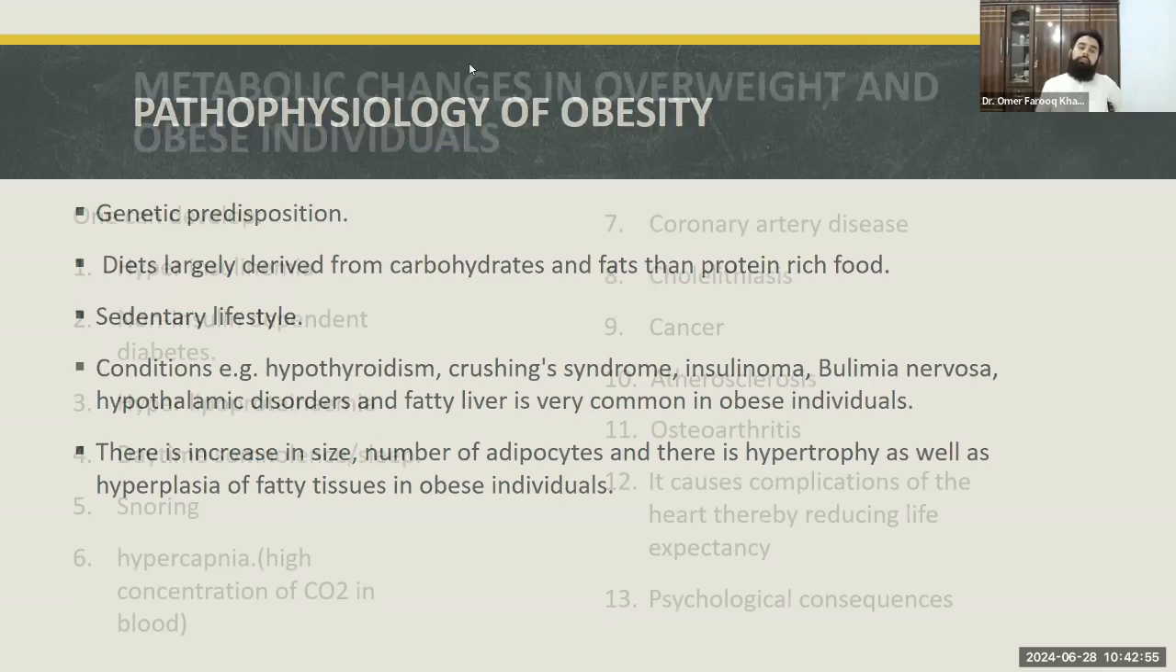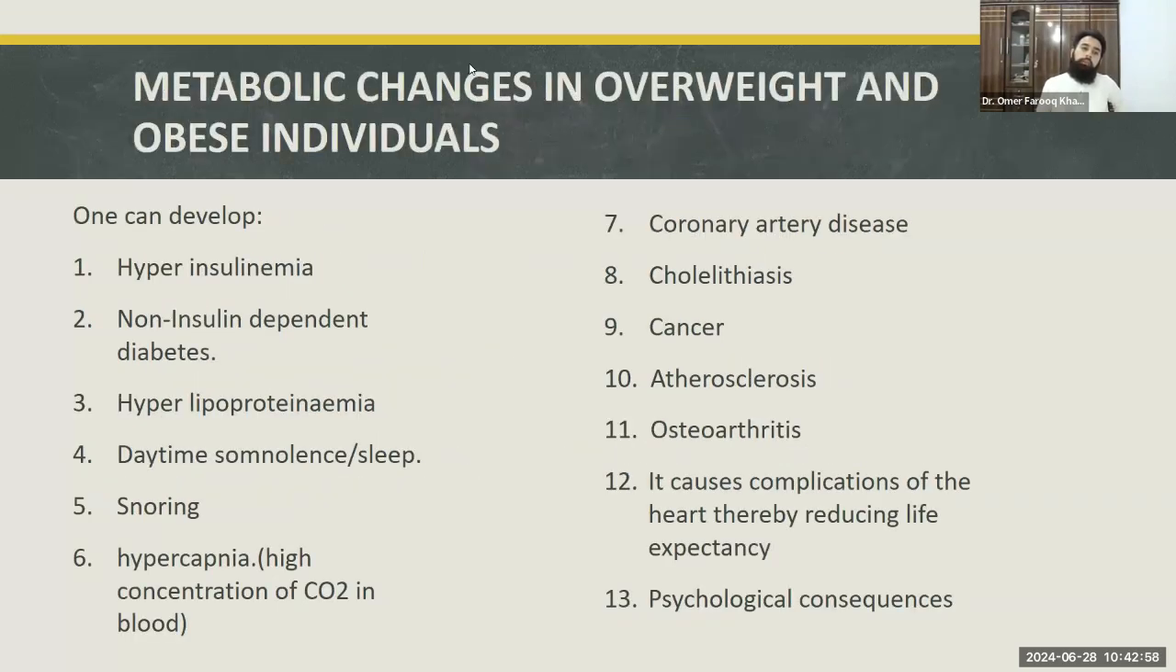So, metabolic changes in overweight and obese individuals. One can develop hyperinsulinemia, non-insulin dependent diabetes, hyperlipoproteinemia. Hyperlipoproteinemia means increased cholesterol levels in the blood, which leads to clot formation in the arteries and strokes and many problems. Then there is the problem of daytime somnolence or sleepiness. I will not go into the pathophysiology of why it occurs, because it is another topic, but there is a problem of daytime somnolence in excessively obese, obese class 2 or obese class 3 patients. Patients having a BMI of more than 35 start suffering from this problem.